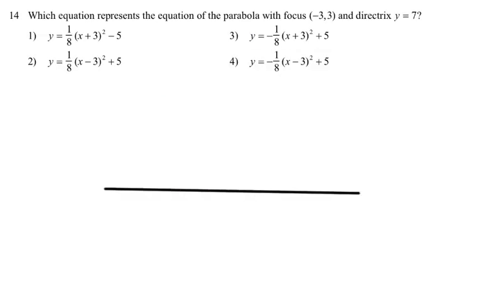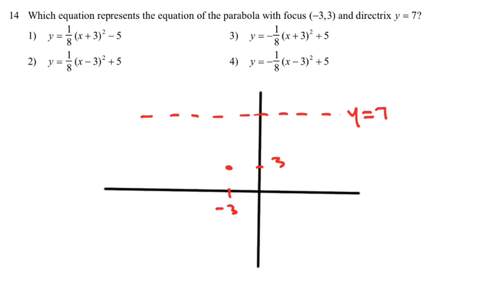Alright, number 14. So focus is negative 3, 3, and then directrix is 7. So if I have to sketch that a little bit, negative 3, 3, that's my focus, and then this is my directrix, where y is equal to 7. Then we know that vertex has to be between focus and then directrix. So it's around here. That would have been our vertex.